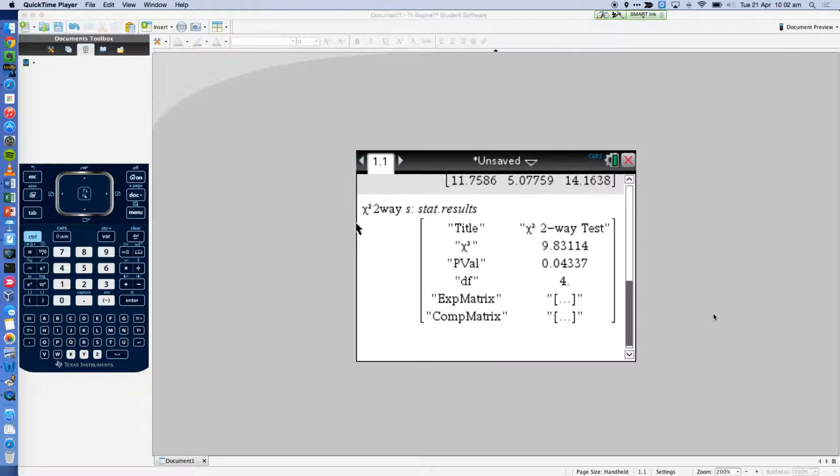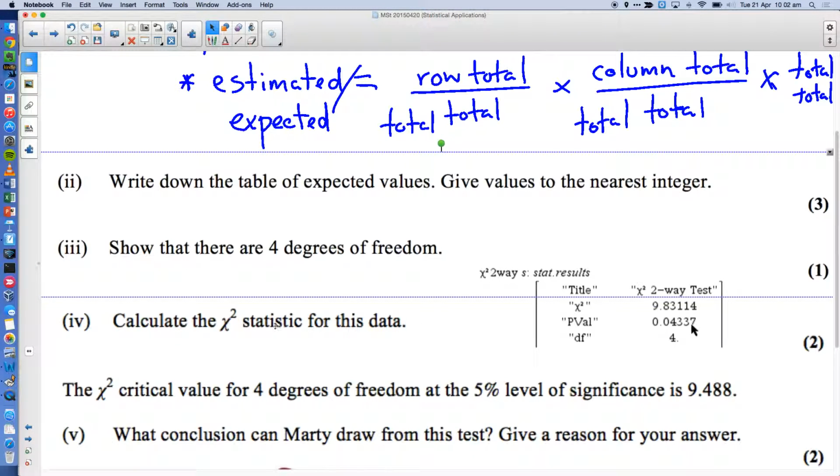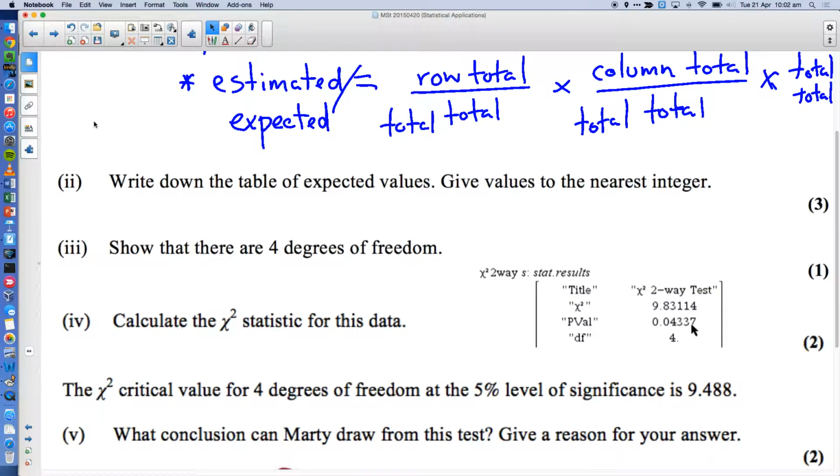Okay, grade 11, let's have a look at the rest of question 3. The rest of question 3 is asking us here, calculate the chi-squared statistic for this data, and then what conclusion can we make for this test, and give a reason for your answer. There's a couple of ways that we'll be able to do this. So let's have a look at our results here, and this is the table here that we calculated before.